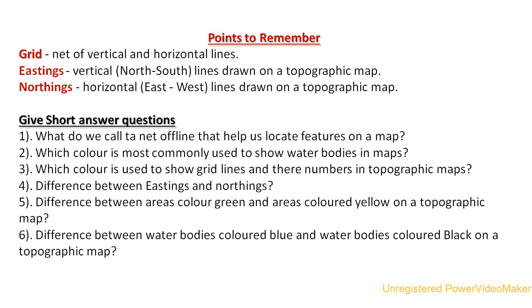So at the end of this video, I am going to give you some points to remember, starting with the grid. What is the definition of the grid? A network of vertical and horizontal lines in a map is called a grid. And what is easting? Eastings are the vertical, that means north-south, lines drawn on a topographic map. What is northing? Northings are the horizontal, that means east-west, lines drawn on a topographic map. Some question answers are also mentioned over here.